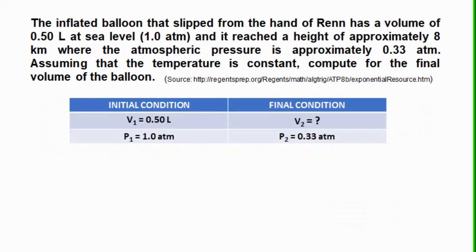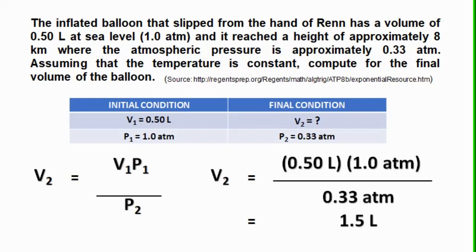In analyzing the problem, it is important that you categorize the initial and final conditions of the variables. The initial conditions are: initial volume V1 is equal to 0.5 liter. The initial pressure P1 is equal to 1.0 atmosphere. While the final conditions are V2 is the unknown, P2 is equal to 0.33 atmosphere. By applying Boyle's law, can you predict what will happen to the final volume? Yes, you are right. The final volume will increase.